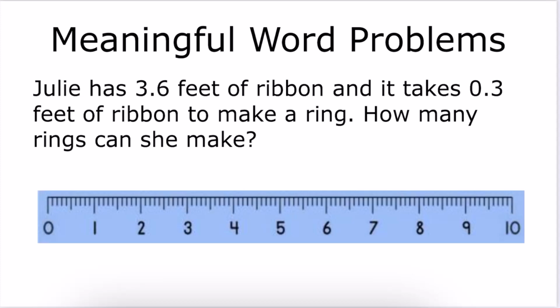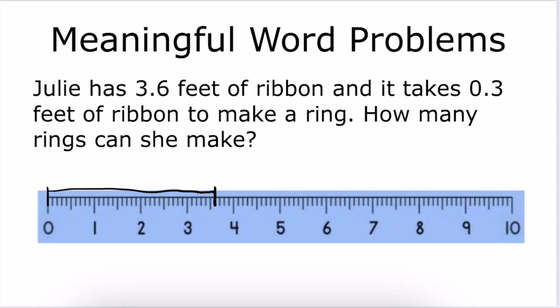So this word problem, where Julie has 3.6 feet of ribbon and it takes 3/10 of a foot of ribbon to make a ring, and we're asked how many rings can she make, this would be an example of a measurement problem because we're looking at how many groups of 0.3 can we make. So to model this on a number line, we could say, okay, well 3 and 6/10 of a foot would be right here on the number line. So this is the amount of ribbon that we have.